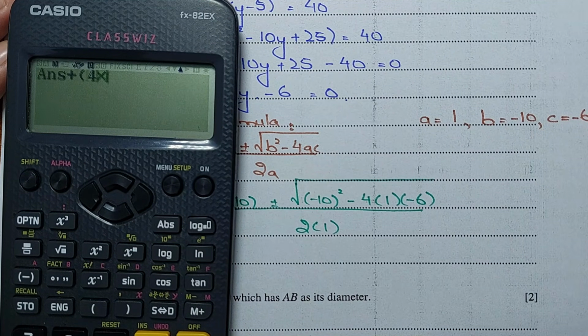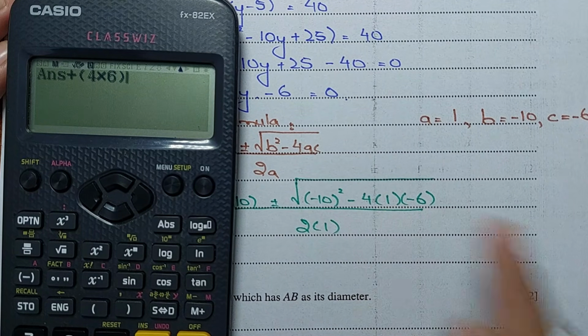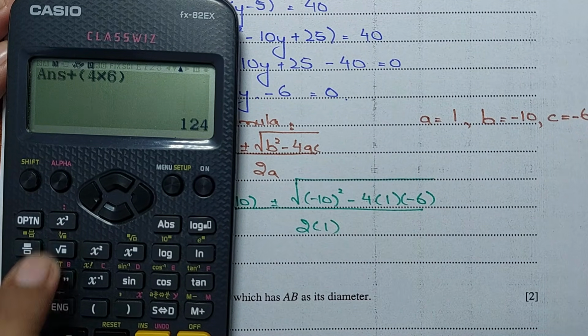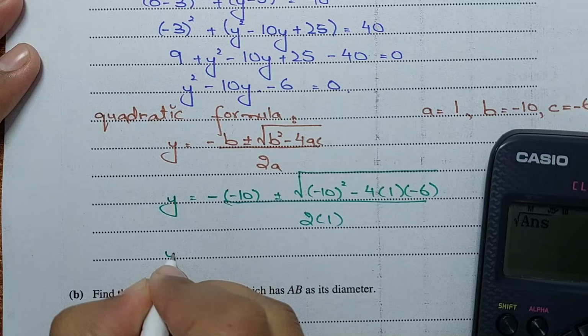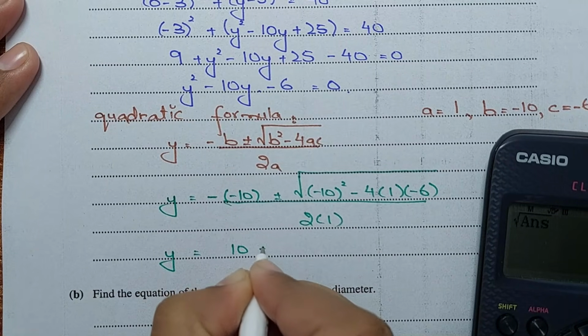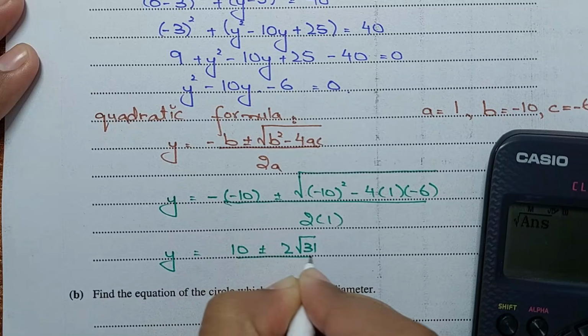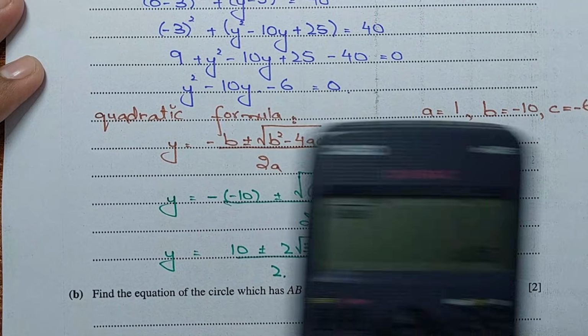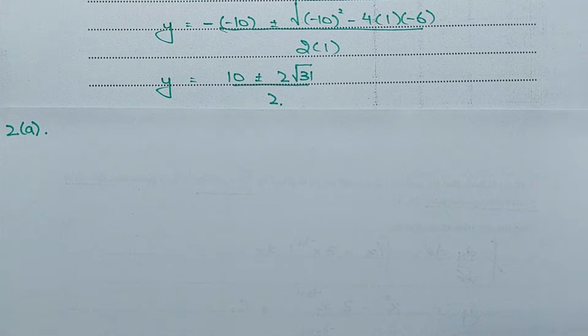plus 4 times 6, because negative times negative is positive, and 4 times 1 times 6 is the same, which is 124, and the root of 124 is 2 root 31. y equals 10 plus or minus 2 root 31, divided by 2. 2 times 1 is 2, right? This is root 31. Now further simplification.